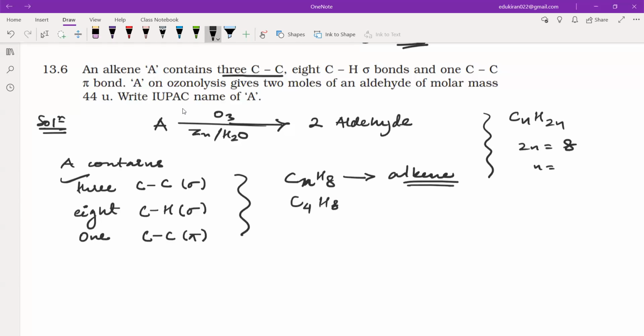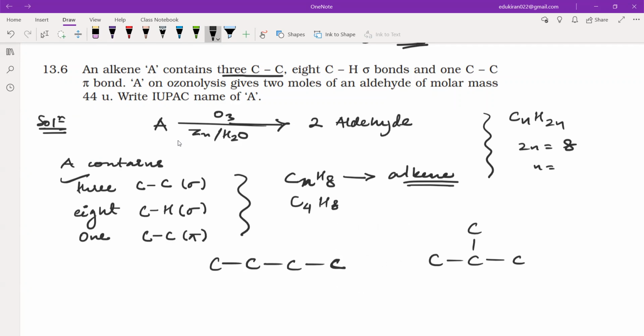C4H8. Now I have to make C4 with 3 sigma bonds. So there will be carbon, carbon, carbon, carbon. So this can be one structure. Now what you have to do, you have to make all these structures that are possible. And there is only one more structure possible. Yes or no? Correct? Yes, sir.